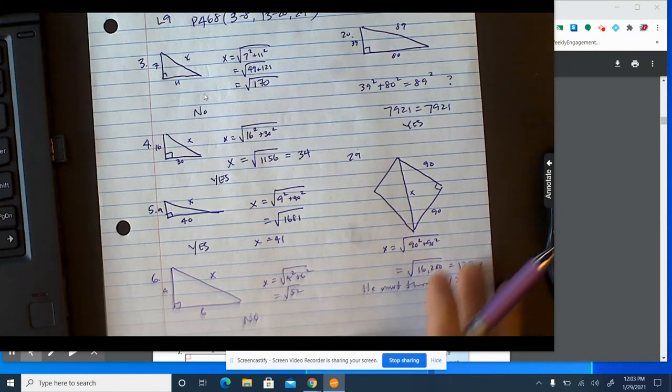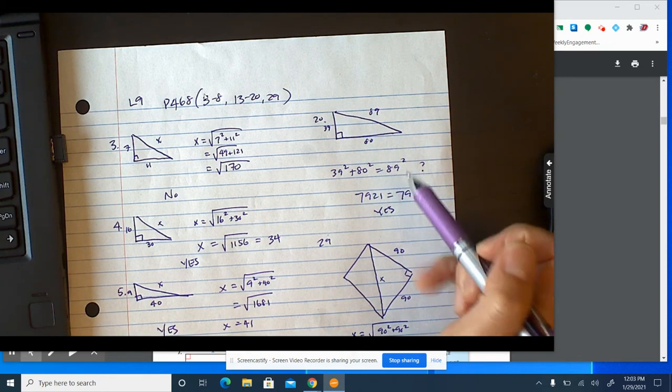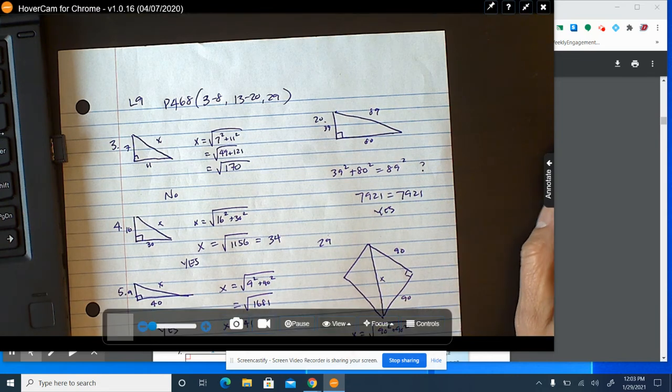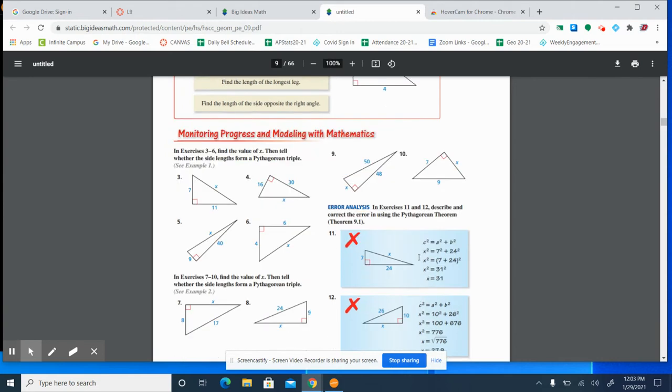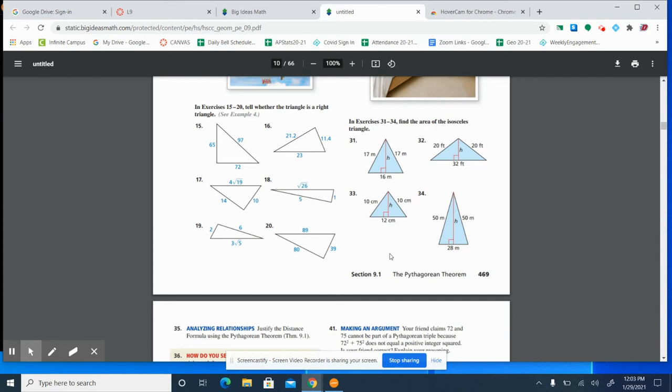So number 20, what do we have? We're asked to figure out, let me just show you what number 20 looks like. It says, tell whether the triangle is a right triangle. So now you have these 3 side lengths, and you have to say, is this a right triangle? How do you know if this is a right triangle? If a squared plus b squared equals c squared, where c is the longest side or the hypotenuse, then of course you know that's going to be a right triangle.